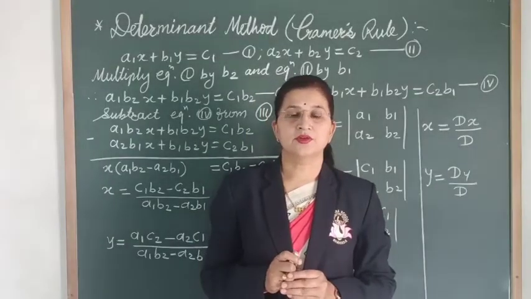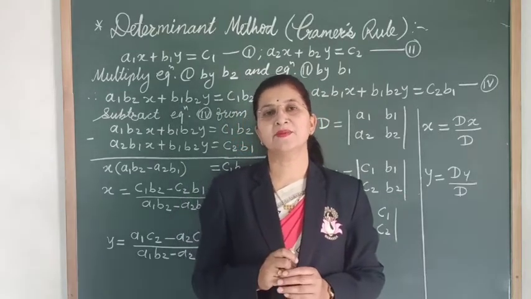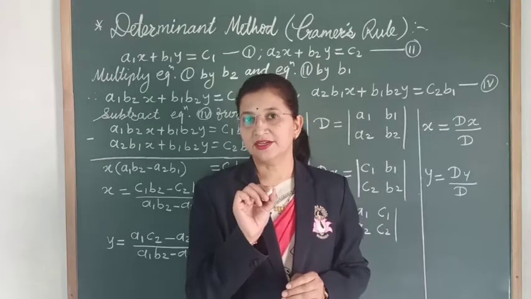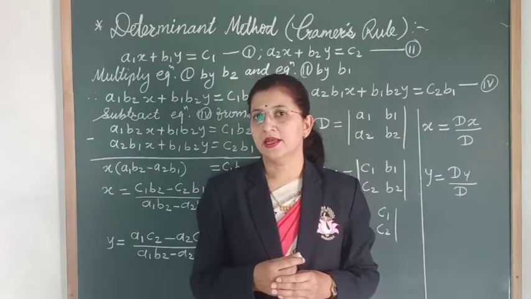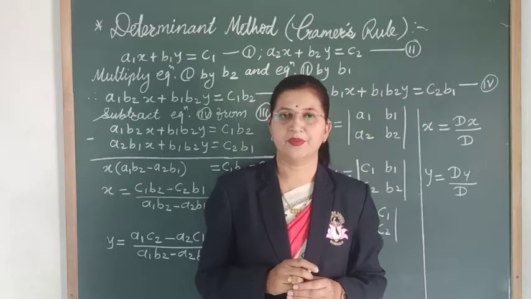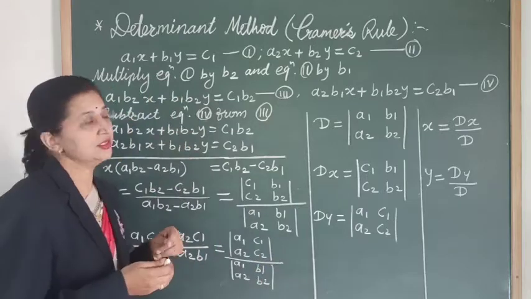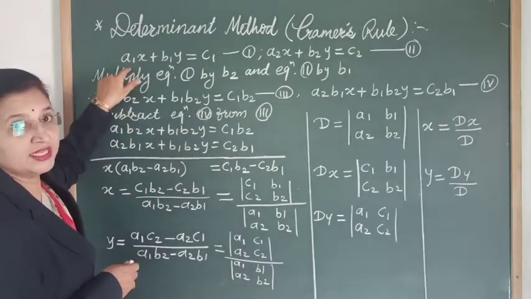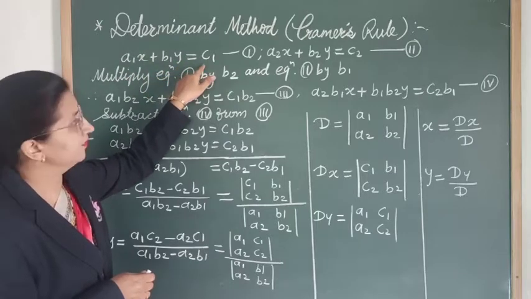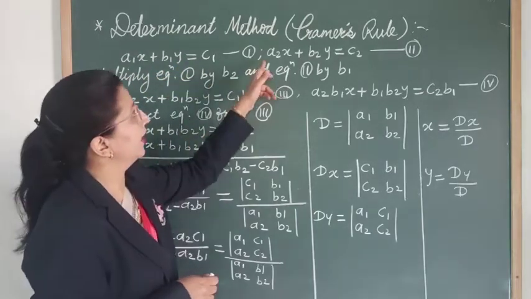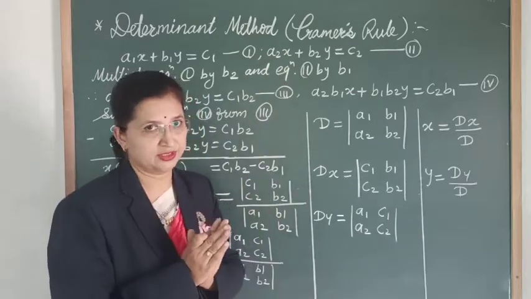Dear students, we learned how to find the value of a determinant. Now let's solve simultaneous equations by the determinant method. Before that, let's derive the formula. We have two equations: the first equation is a1x plus b1y is equal to c1, and the second equation is a2x plus b2y is equal to c2.